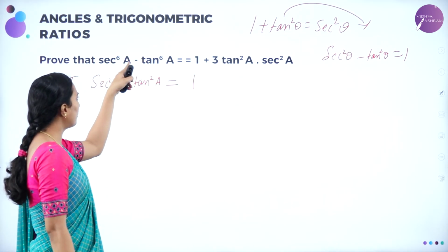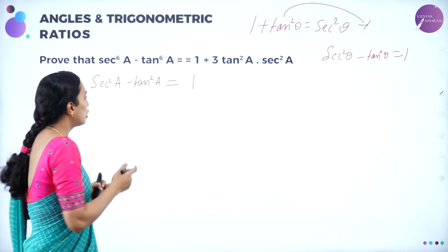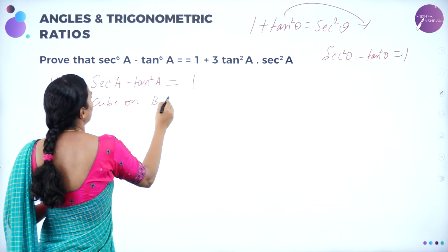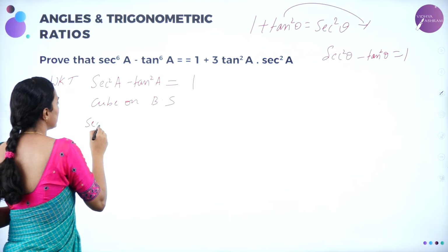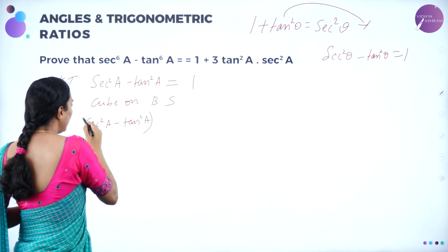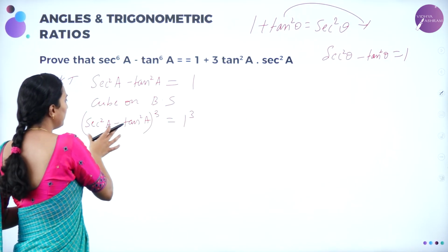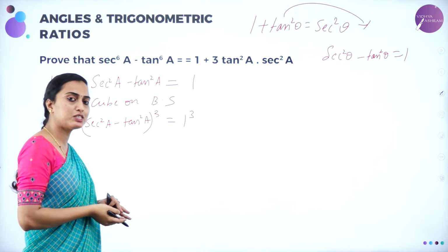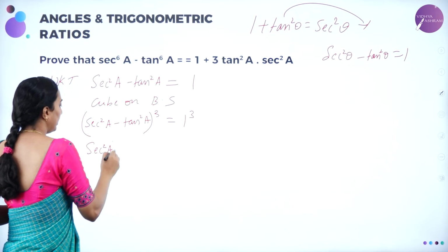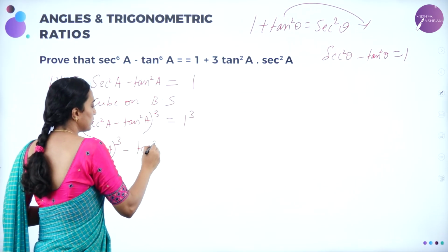But what I am having here is the power of 6. Let me cube on both the sides because three 2s are 6. So what you are going to have? Secant squared A minus tan squared A whole cube is equal to 1 cube. Now this will become A minus B whole cube. What is A minus B whole cube? A cube, that is secant squared A cube. Correct? Minus B cube, B is tan squared A.